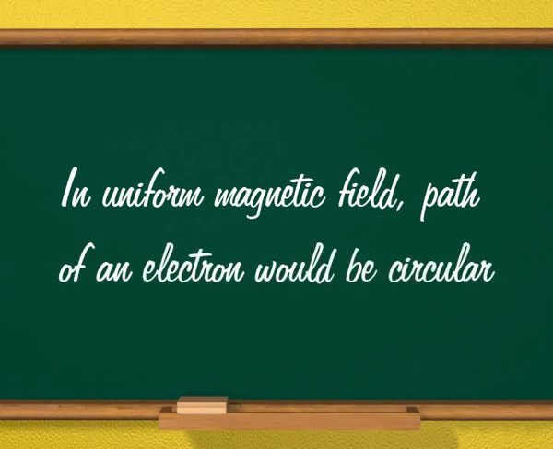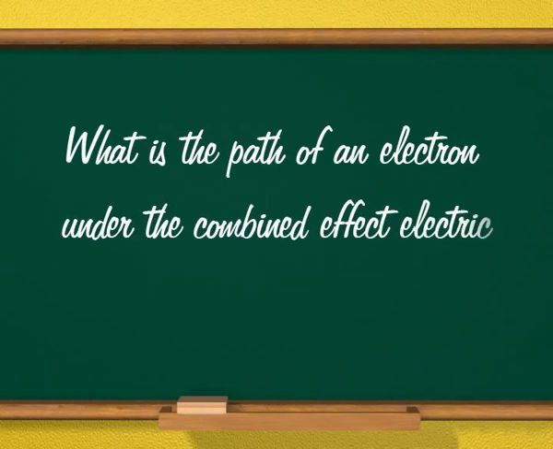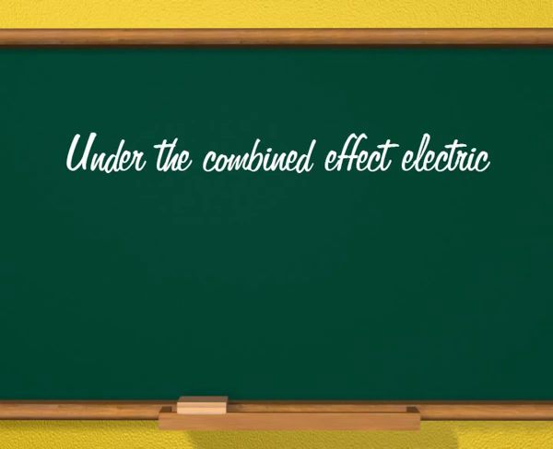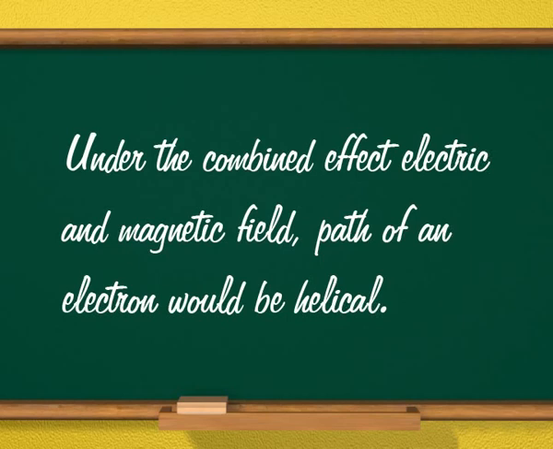Yet another question, what is the path of an electron under the combined effect of electric and magnetic field? The answer, under the combined effect of electric and magnetic fields, path of an electron would be helical.